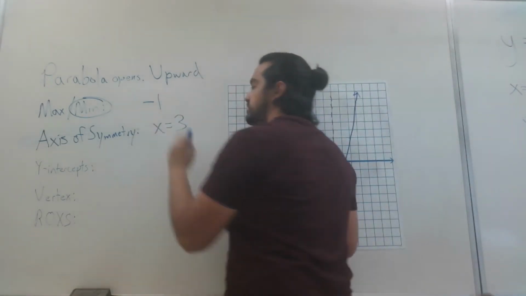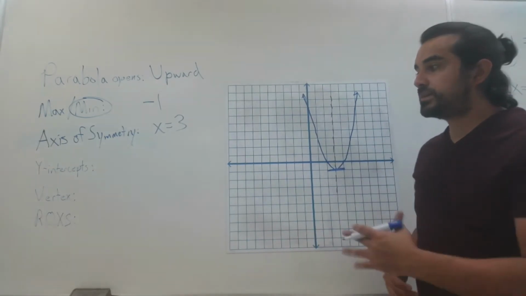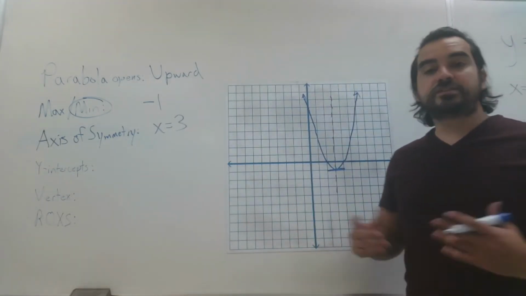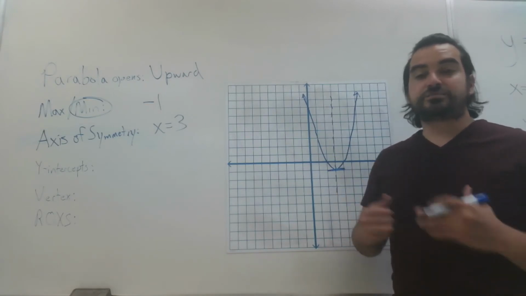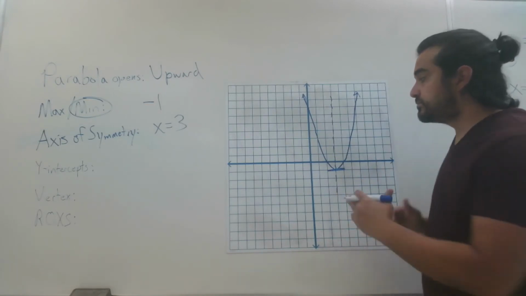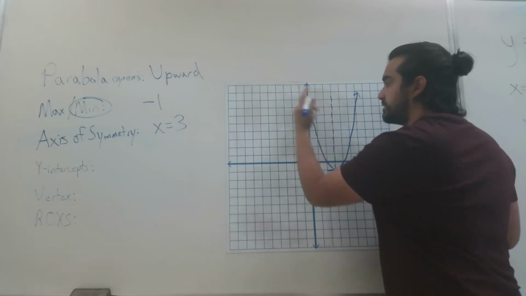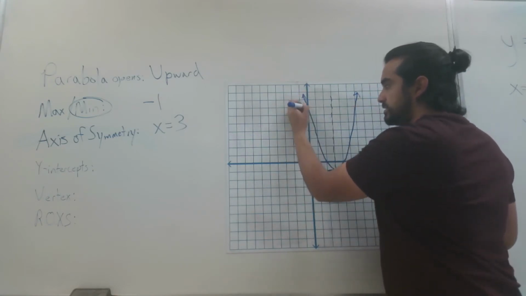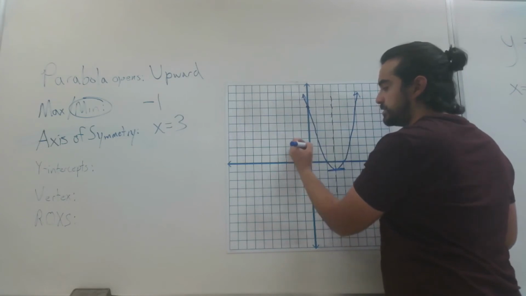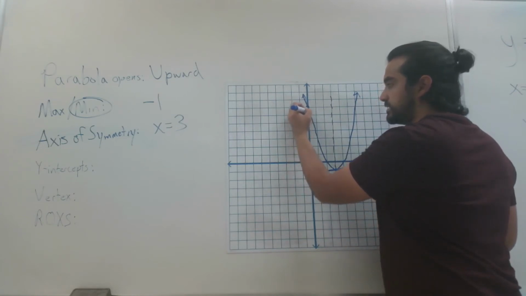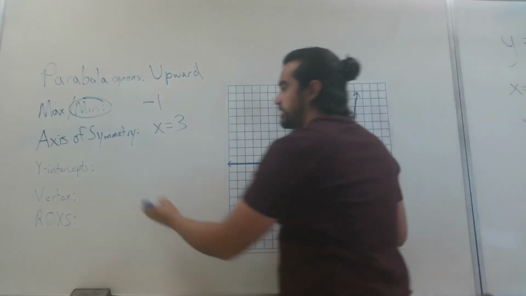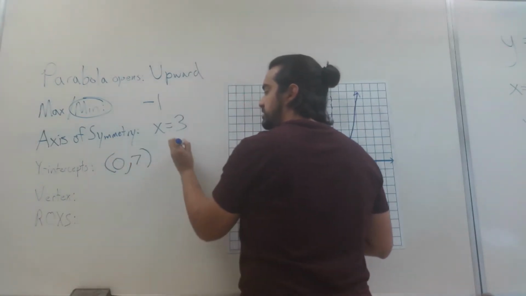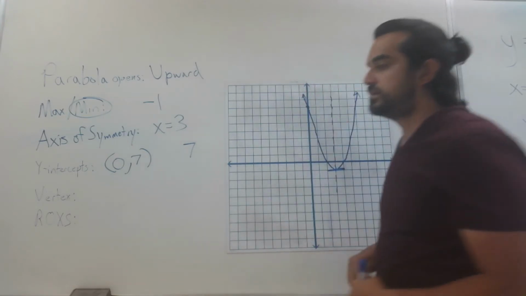x equals 3. Now, let's go ahead and find the y-intercept. Remember, the y-intercept is where the graph intercepts the y-axis. So this one right here intercepts it right here. So it's going to be 1, 2, 3, 4, 5, 6, 7. So it's going to be (0, 7), or a y-intercept of 7.